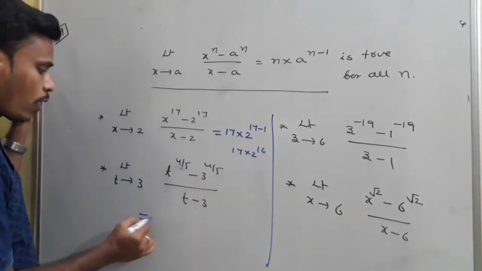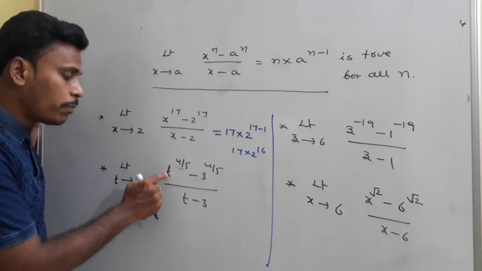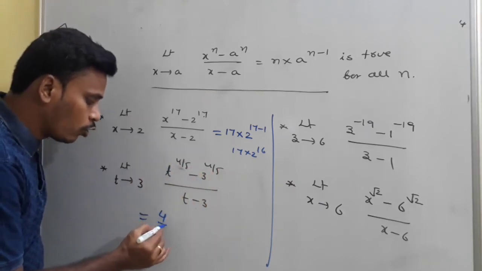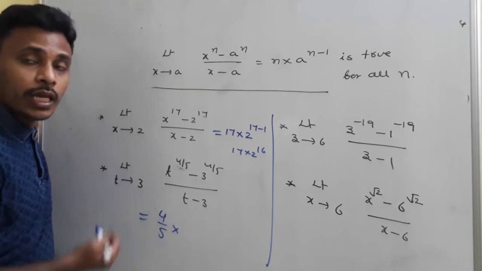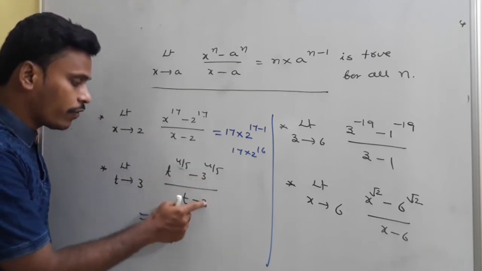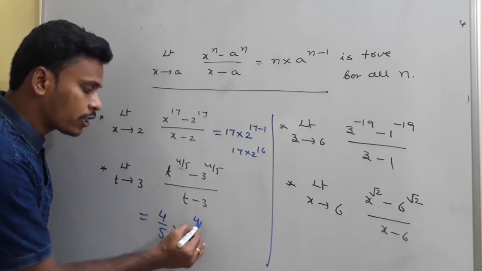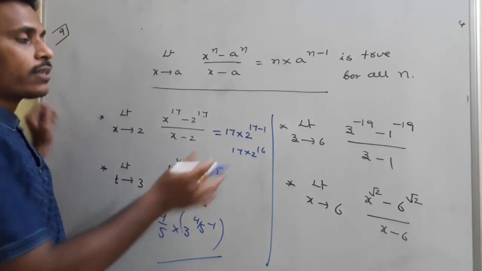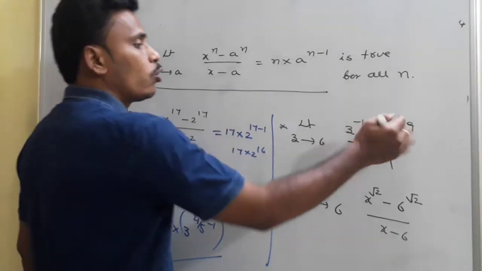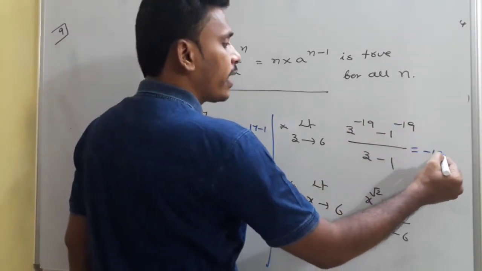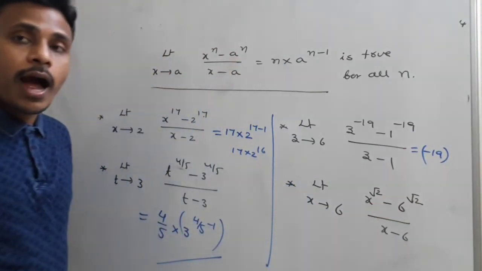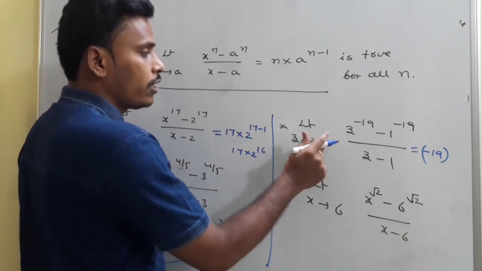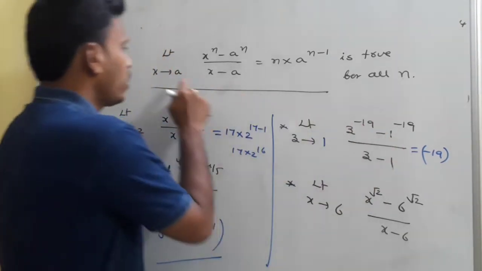Then coming to the next problem. What is your answer? See, t power 4 by 5 minus 3 power 4 by 5. Here n is 4 by 5. So n into a to the power n minus 1, where a is the number same everywhere. So 4 by 5 into 3 to the power 4 by 5 minus 1. Directly we write this one. Coming to this problem, again n into, what is n here? Minus 19 is n. And a is what? I need to say here also 1 only. These three should be same. 1, 1, 1.